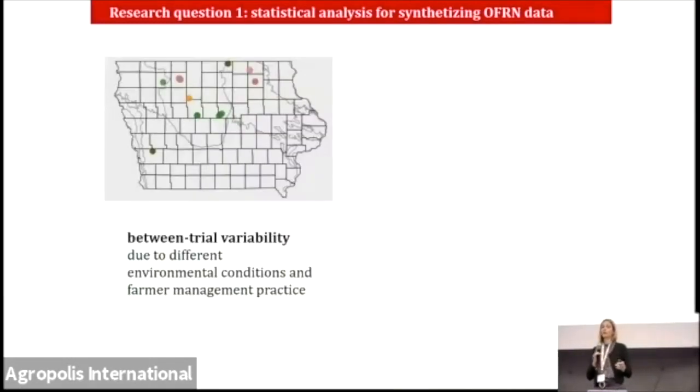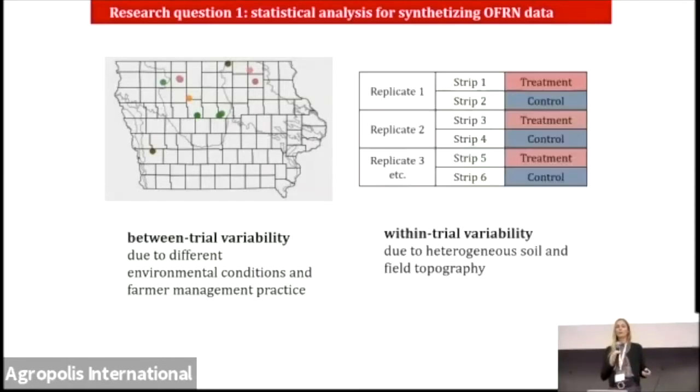It's important to notice that when you use an on-farm research network, you have between-trial variability, which is explained by different environmental conditions and farmer management practices. But we also have within-trial variability because the strips cover a wide portion of the field, so we have heterogeneous soil and field topography. We need to account for those 2 sources of variability in our analysis.